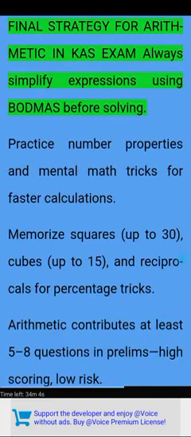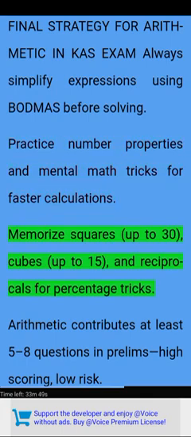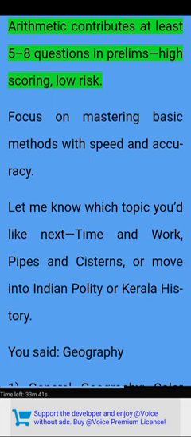Final strategy for arithmetic in the CAS exam: always simplify expressions using BODMAS before solving. Practice number properties and mental math tricks for faster calculations. Memorize squares up to 30, cubes up to 15, and reciprocals for percentage tricks. Arithmetic contributes at least 5 to 8 questions in prelims, high scoring, low risk. Focus on mastering basic methods with speed and accuracy.